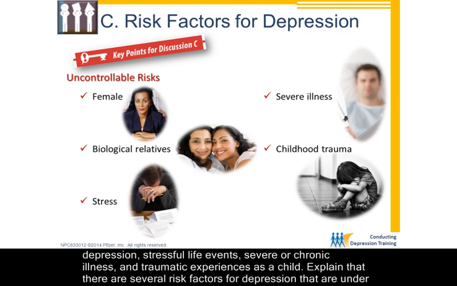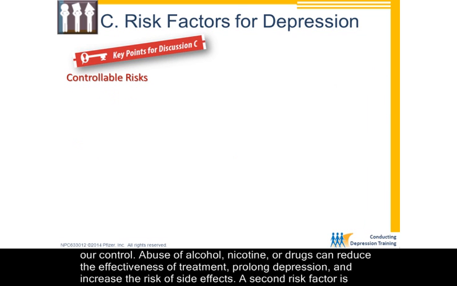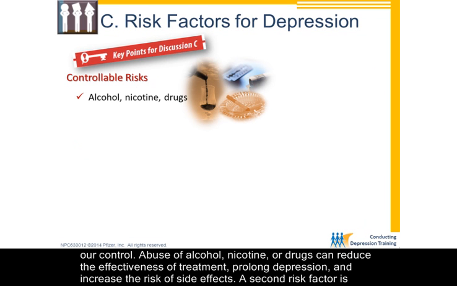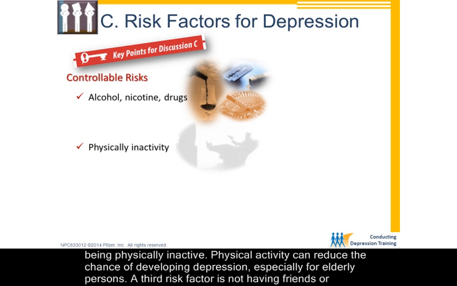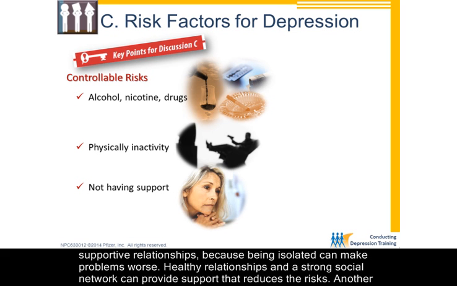Explain that there are several risk factors for depression that are under our control. Abuse of alcohol, nicotine, or drugs can reduce the effectiveness of treatment, prolong depression, and increase the risk of side effects. A second risk factor is being physically inactive. Physical activity can reduce the chance of developing depression, especially for elderly persons. A third risk factor is not having friends or supportive relationships, because being isolated can make problems worse. Healthy relationships and a strong social network can provide support that reduces the risks.